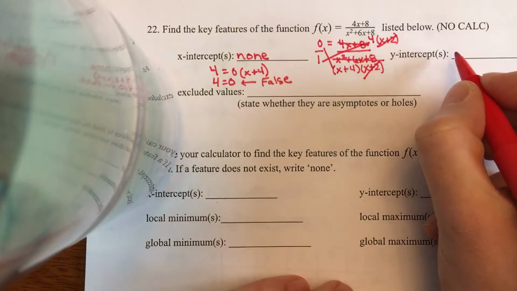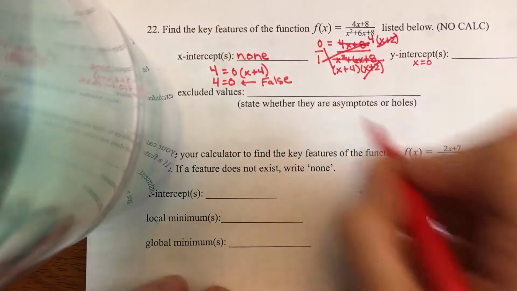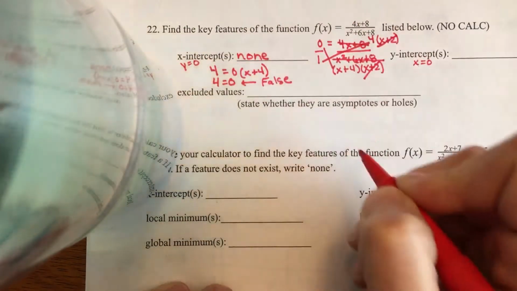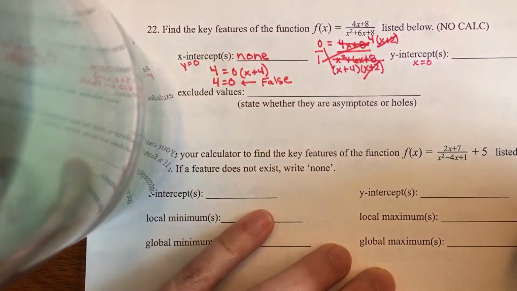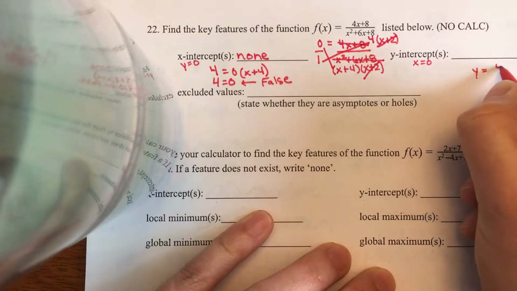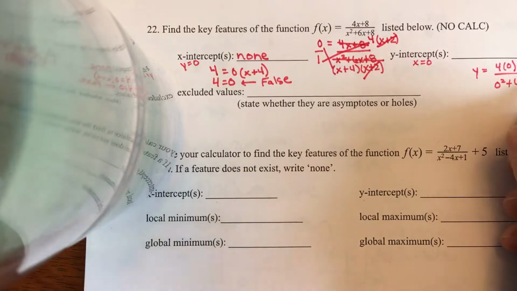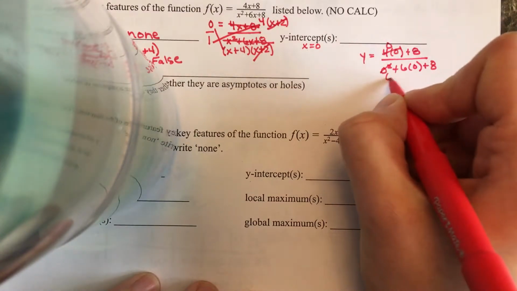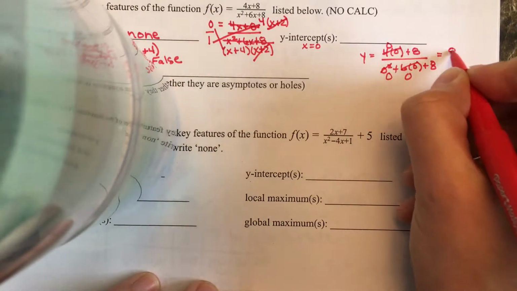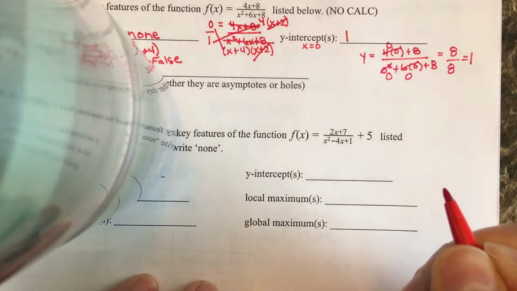So let's take a look at our y-intercepts. To find the y-intercept, that's where I plug in x equals 0. Again, for our x-intercept, we plugged in y equals 0. For the y-intercept, we plug in x equals 0. So I'm going to plug in 0 anywhere I see an x in my function. So that would be y equals 4 times 0 plus 8 over 0 squared plus 6 times 0 plus 8. So this first term is 0, and then 0 and 0. So I'm left with 8 over 8, which reduces down to 1. We have a y-intercept at 1.